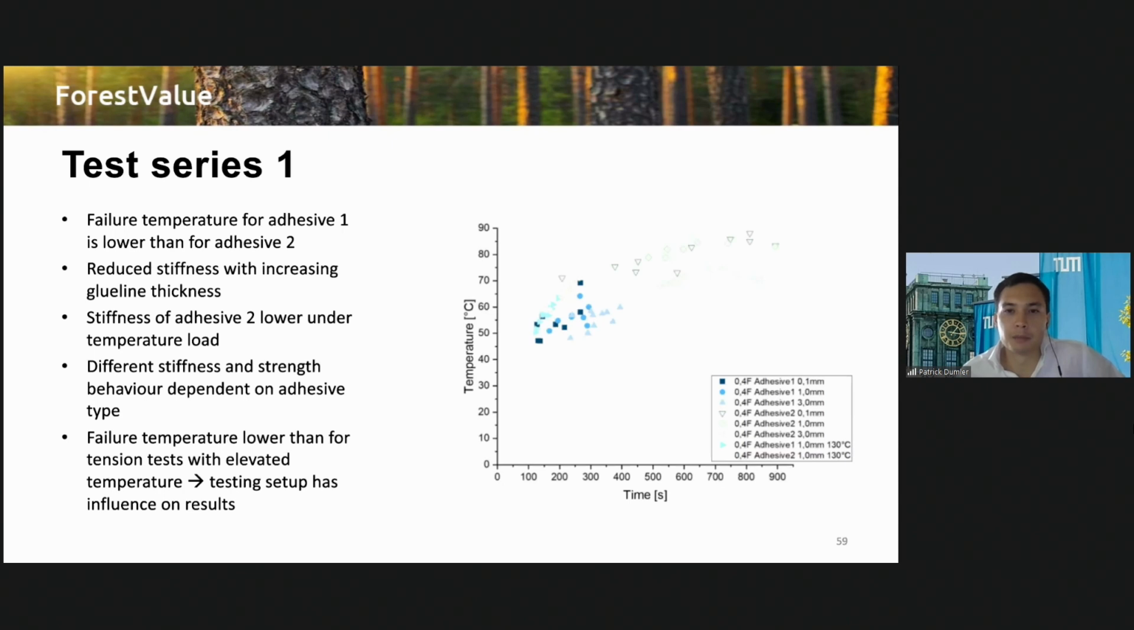Here you can see some results for the creep tests. These are the failure temperatures of the different specimens. The blue ones are for adhesive 1 and the green ones for adhesive 2. There you can also see that adhesive 1 has a slightly lower failure temperature. The tests also showed that the failure temperature is lower than for the tension test with elevated temperatures. So the testing setup also has an influence on the results.